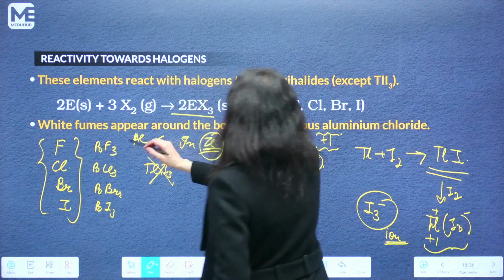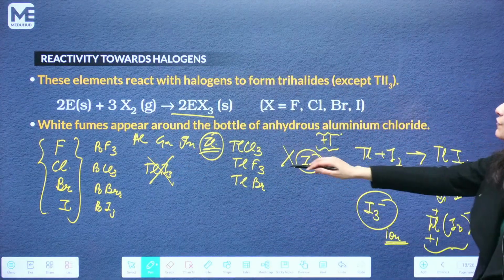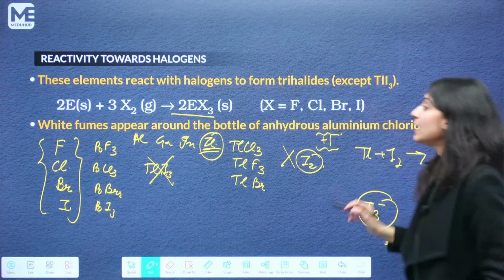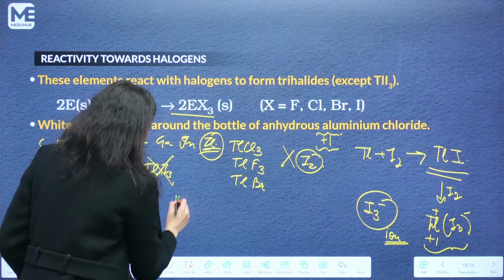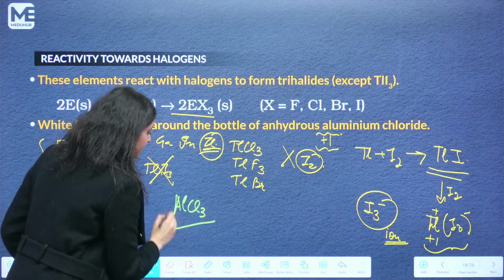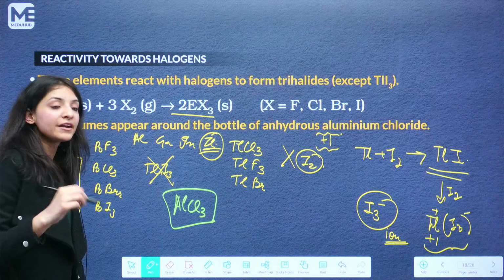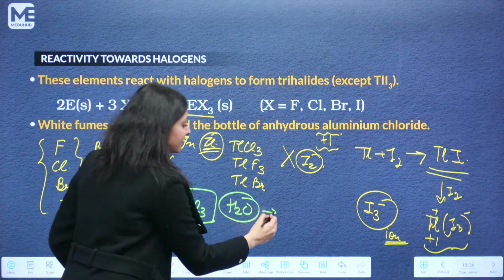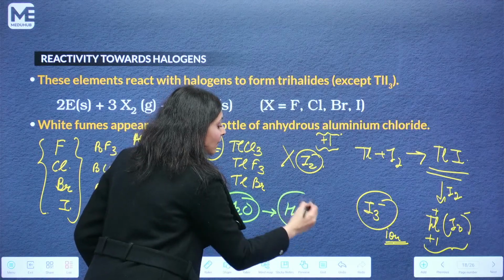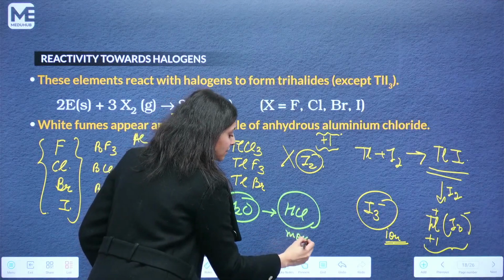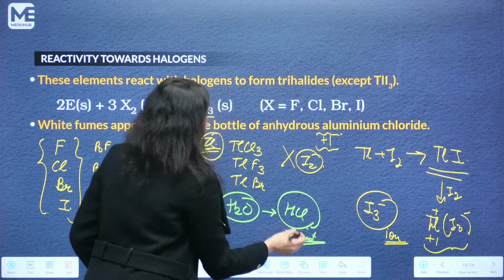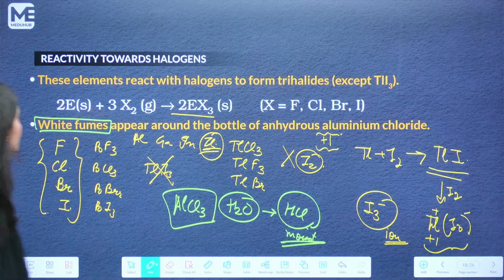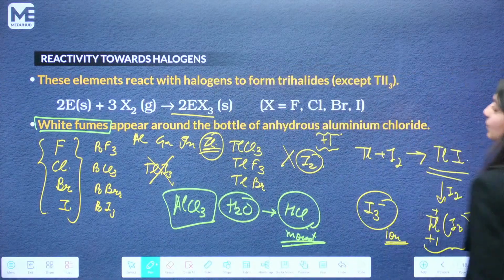Now this question here is from your NCERT. White fumes appear around the bottle of anhydrous aluminium chloride. Now what happens if anhydrous aluminium chloride is kept in a bottle? It partly hydrolyzes with water, which is present in the atmosphere, and it gives HCl. Now HCl, when moist, appears white in color. So those are the white fumes that appear around the bottle. This is it about reactivity towards halogens.